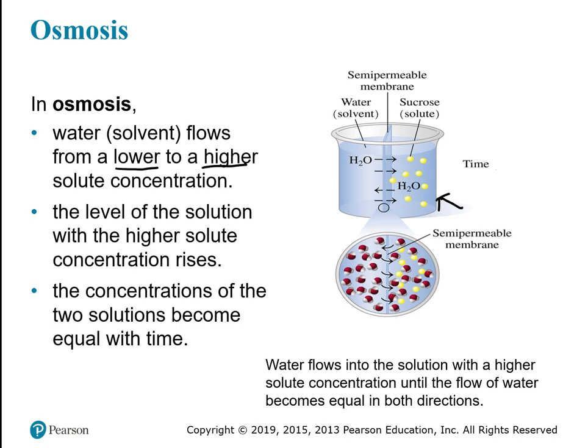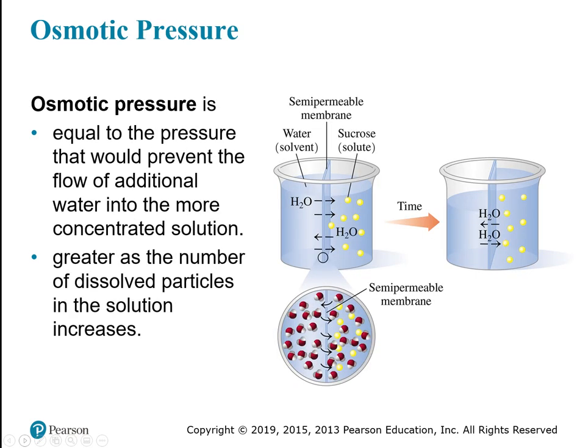The level of solution on the solute side is going to continue to rise until the concentrations of the two solutions become equal. So there's enough water on the solute side that it's equal to the concentration of the water on the solvent side. Osmotic pressure prevents additional water from flowing once you reach that equilibrium point.